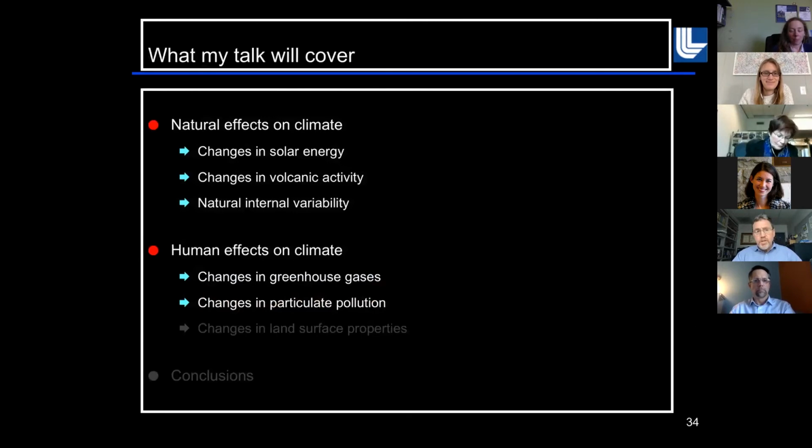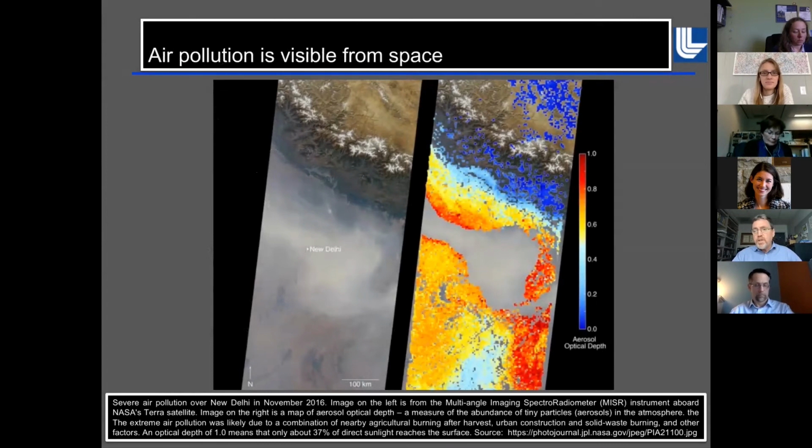In addition to changing greenhouse gases, we've also changed particulate pollution. Particulate pollution isn't a figment of some mad scientist's imagination. This is NASA imagery on the left of the Himalayas at a certain time of year when there's a lot of burning of agricultural waste, urban construction, industrial pollution. And on the right, you can see what's called the optical depth, which gives you a measure of how much of the sunlight that the sun emits is actually reaching the Earth's surface.